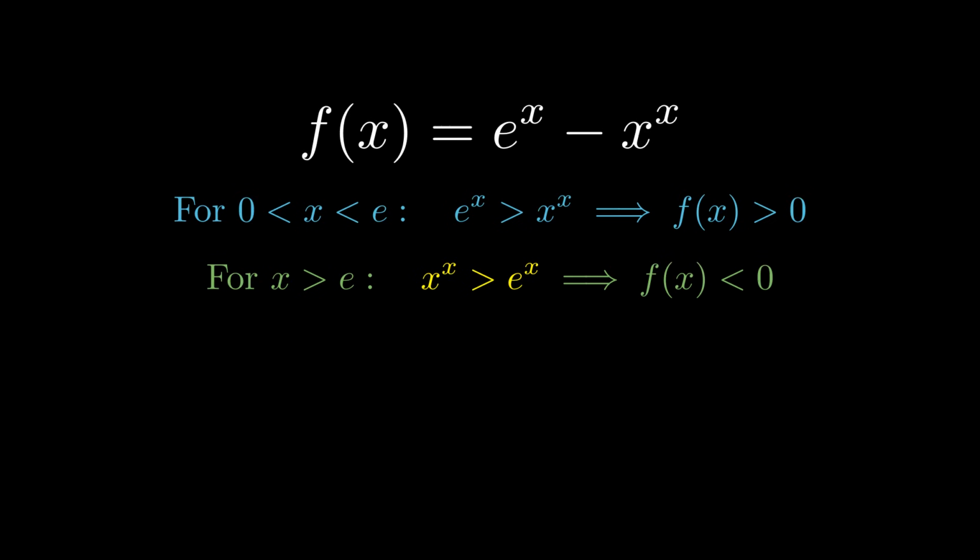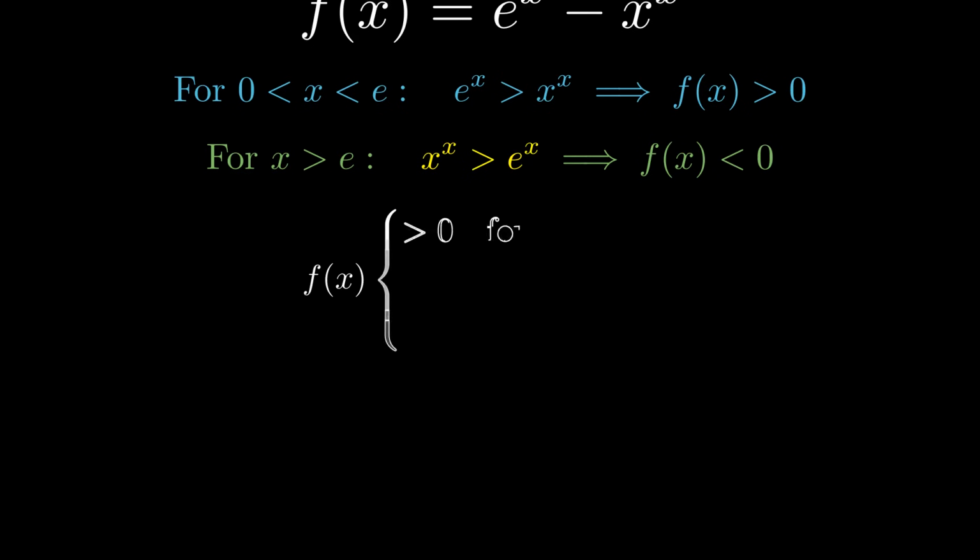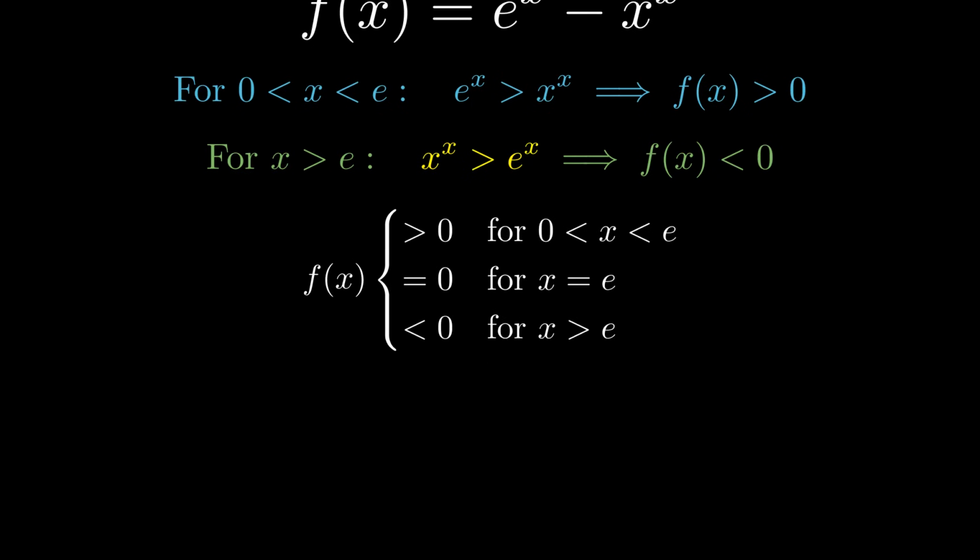The reason x to the x grows faster involves some calculus we won't get into here, but intuitively, when both the base and exponent are growing together, you get this super exponential behavior that a fixed base exponential just can't keep up with. What this tells us is that f of x starts positive, crosses 0 exactly at x equals e, and then becomes negative. A continuous function can only do that if it crosses the axis exactly once.